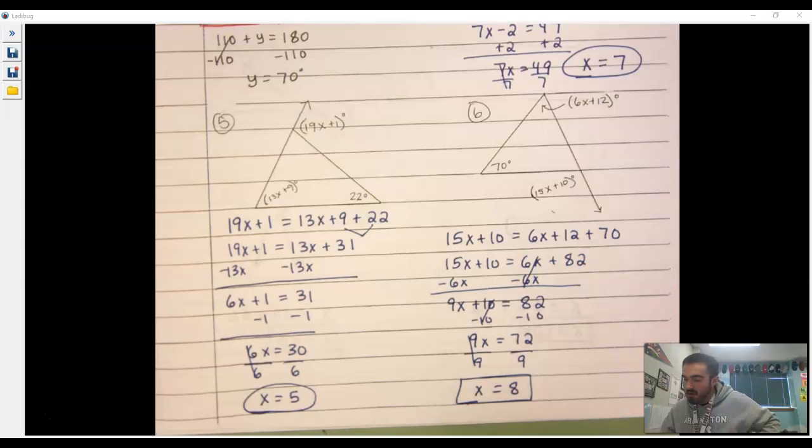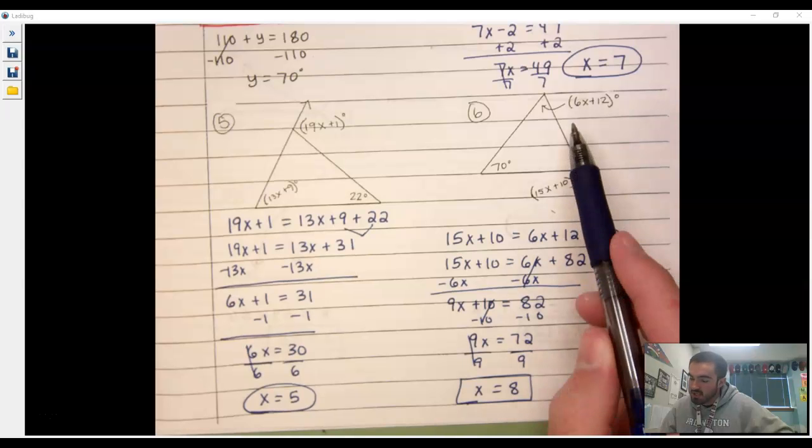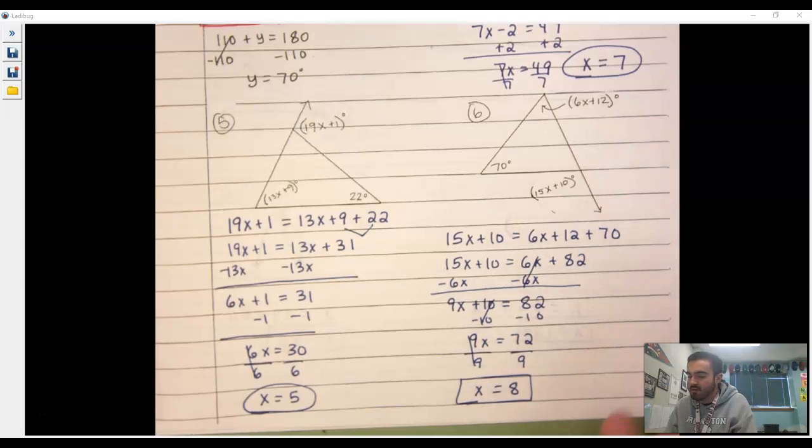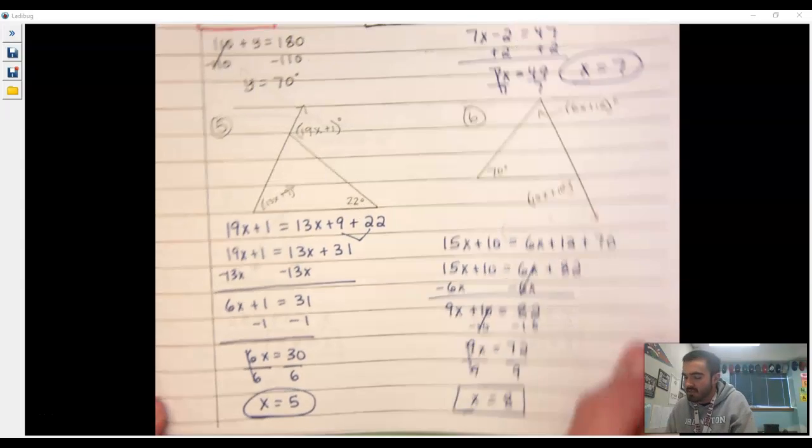Hopefully you guys feel good about this solving part. Okay, the thing we're learning today, like I keep saying, is the geometry part. So we're setting the exterior angle equal to the sum of the two remote interior angles. Cool.